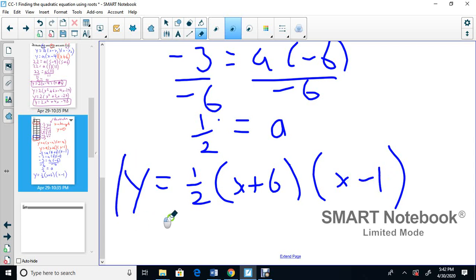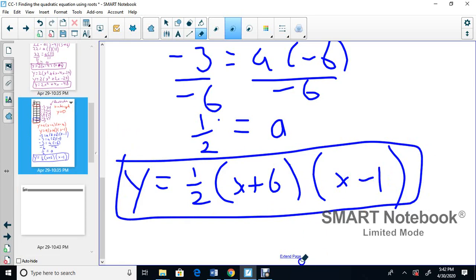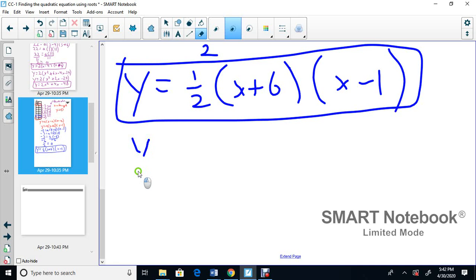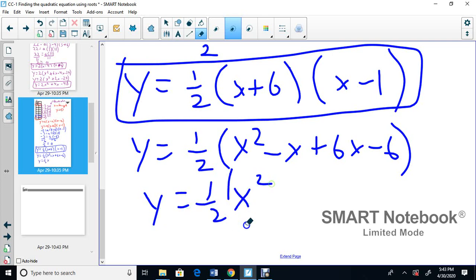We have an equation. Now, if it says to find it in standard form, we have to expand this equation. So we'll have to multiply it out. We're going to go x times x and x times minus 1. That's x squared minus x. And we do 6 times x, plus 6x. And we do 6 times negative 1, minus 6. Okay, now we do it again. Half, x squared. Then we add the two middle terms. So it becomes plus 5x minus 6.